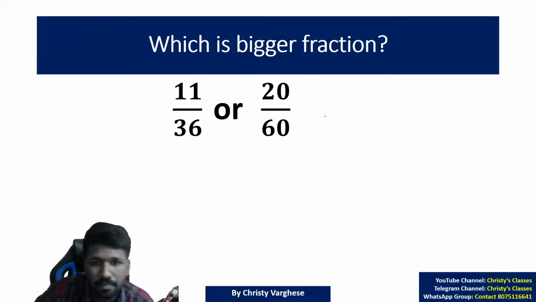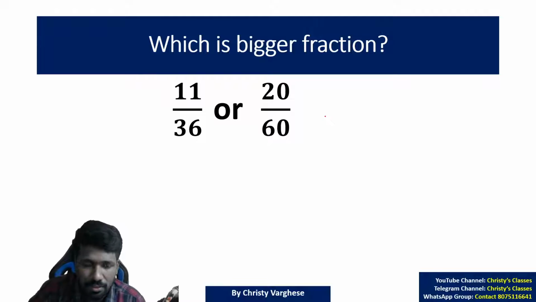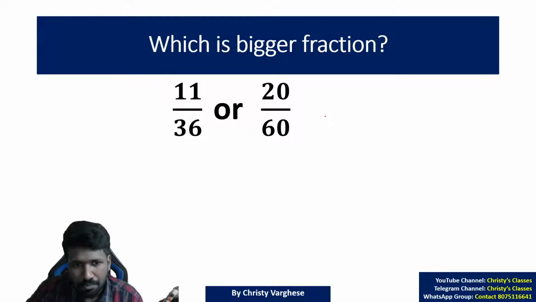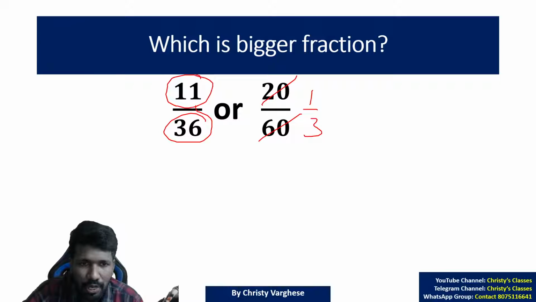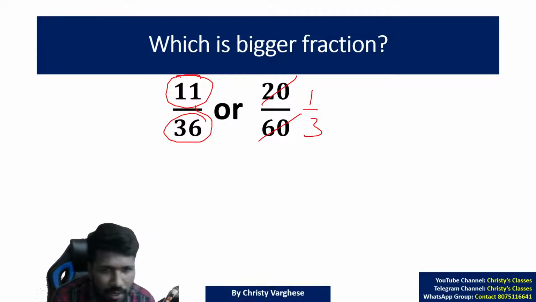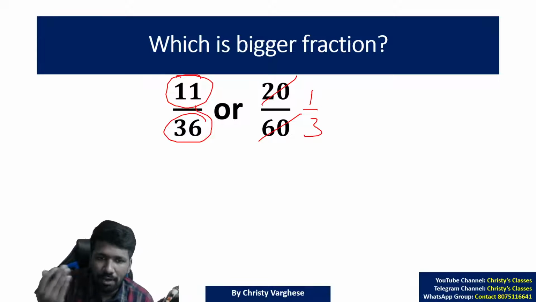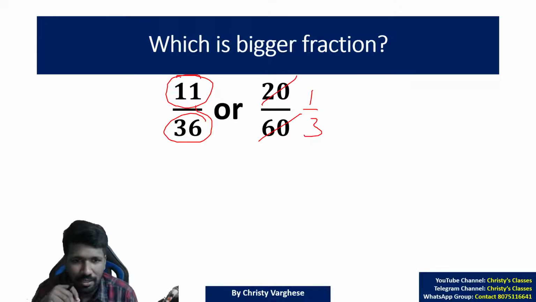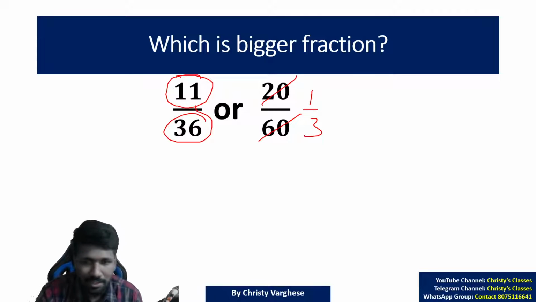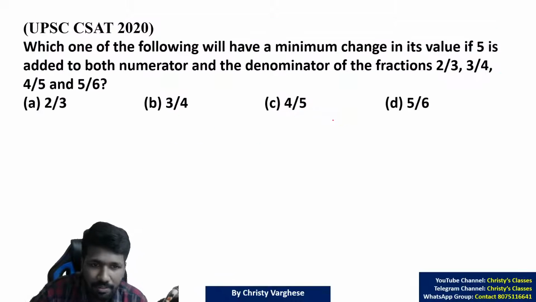Please respond. What about this 11 by 36 or 20 by 60? Which is bigger? Due to lack of time, I will start explaining. This is 1/3. 36, if it is 12 in the numerator, 12 by 36 is 1/3. 11 by 36 is lesser than that. Right? 12 mangoes divided among 36 people, everyone will get 1/3 mango. But if there are less than 12 mangoes, everyone will get less than 1/3. Right? It is less than 1/3. So this is bigger.